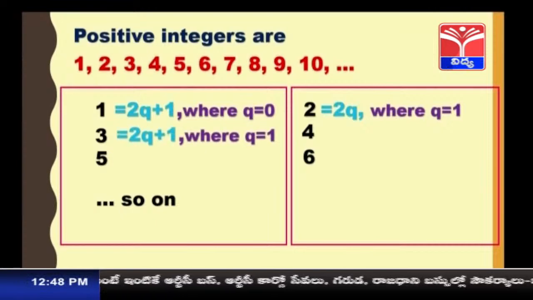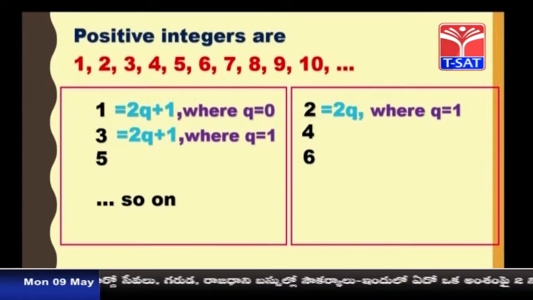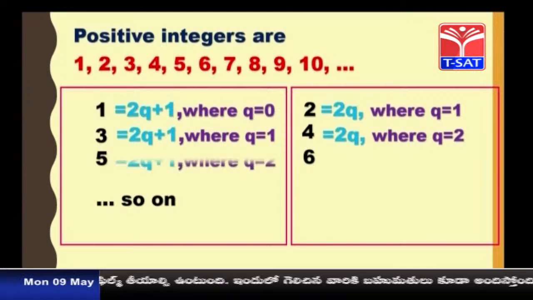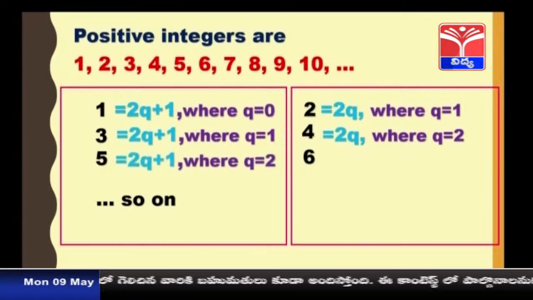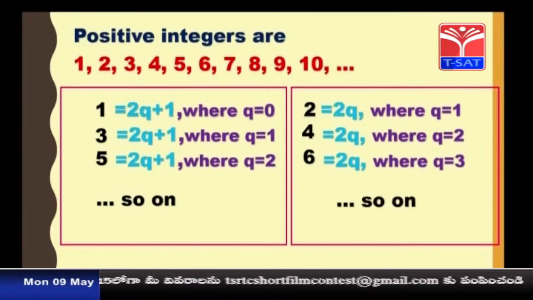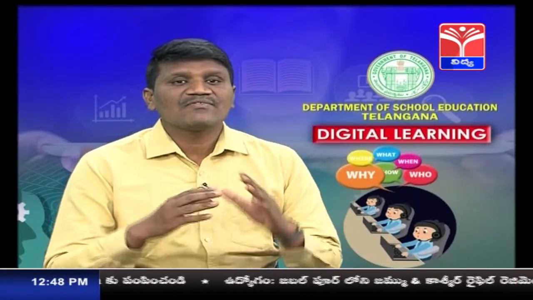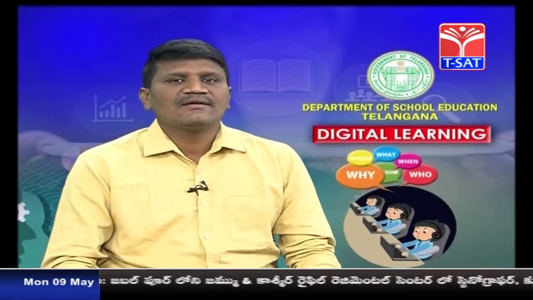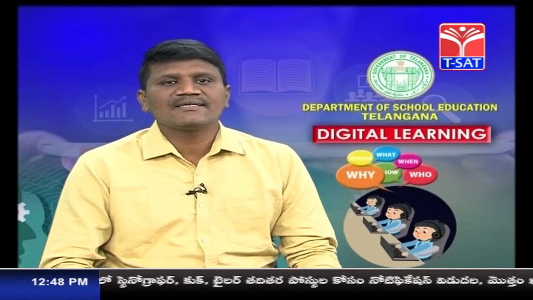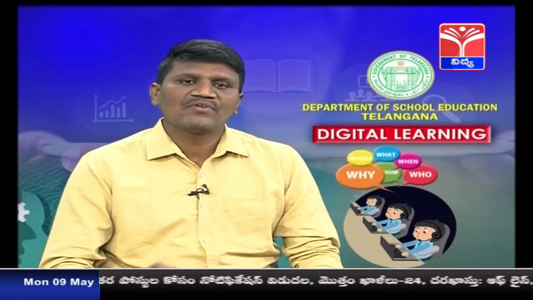3 is equal to 2q plus 1, where q is equal to 1. 4 is equal to 2q, where q is equal to 2. 5 is equal to 2q plus 1, where q is equal to 2. 6 is equal to 2q, where q is equal to 3, and so on. So if you observe these two boxes, we can conclude that every even integer is of the form 2q, and every odd integer is of the form 2q plus 1 for some integer q.